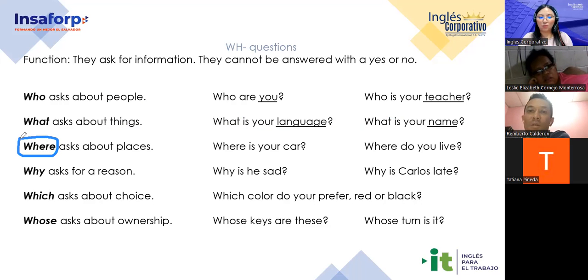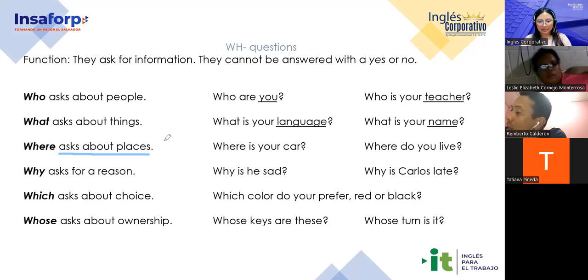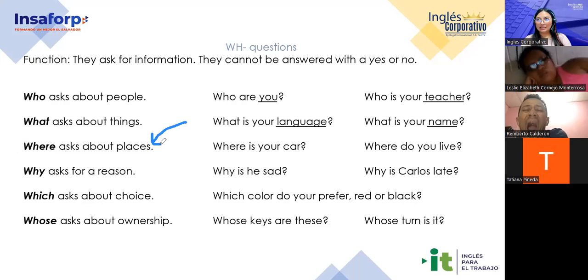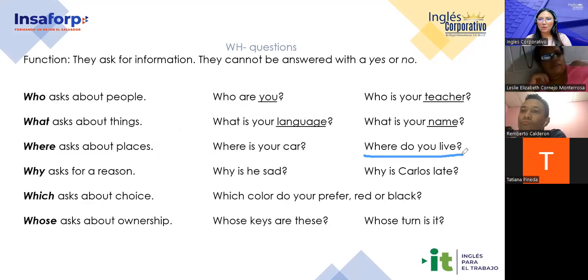Iniciamos con esta la clase. Where asks about places. Cualquier tipo de información sobre un lugar que necesite, voy a redactar la pregunta con esta WH word, where. ¿Sí? Es exclusiva para consultar sobre lugares. Hey, where is your car? Where do you live? Where do you work? Okay. Where is your car? Where do you live? Where do you work?